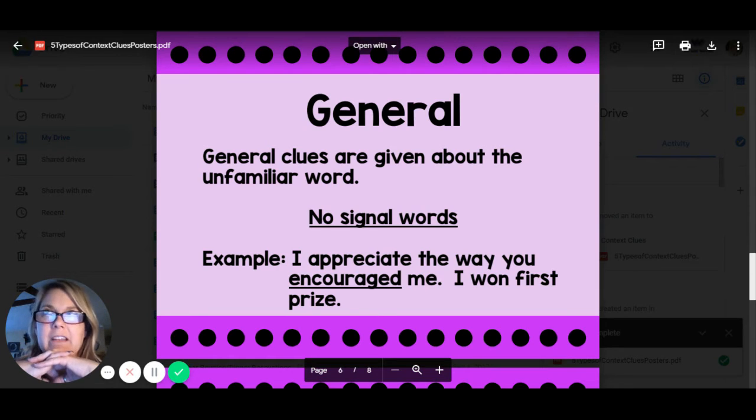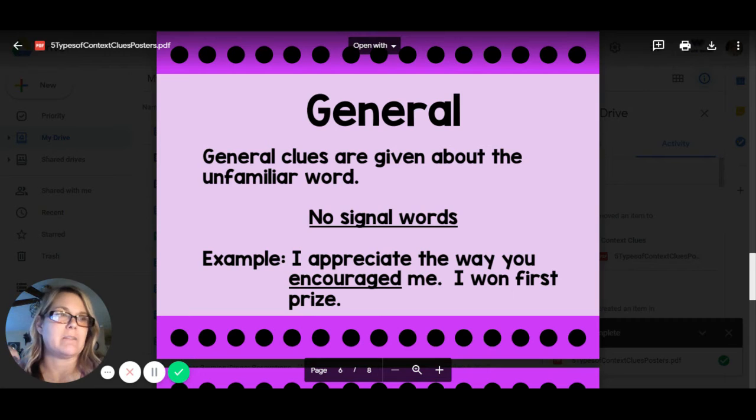I won first prize. So somebody's appreciating something that somebody did for them, right? And they won first prize. So I'm picturing somebody at a contest or in a contest, and they won first prize, and they're thanking somebody for doing something for them. Well, what do people do for them? They praise them. They cheer them on.